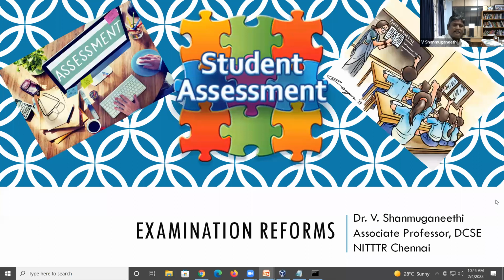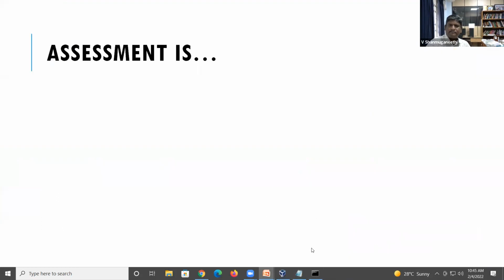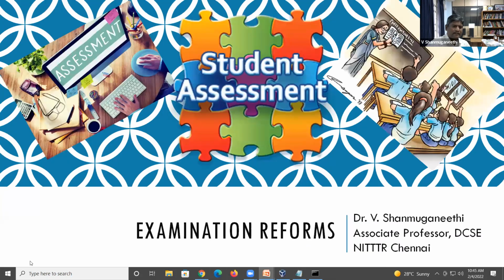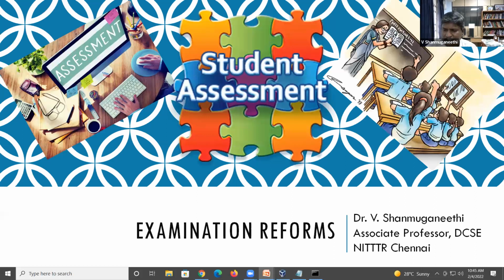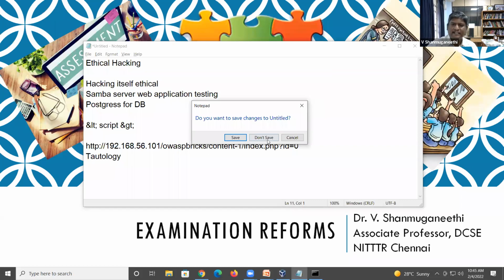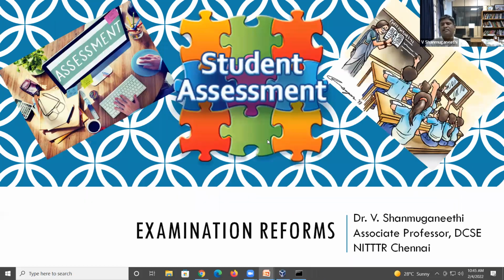Actually, they are telling us that there are two components in student assessment and evaluation. One component is evaluation, the other component is assessment. Evaluation is judging the student; assessment is helping the student. So in that perspective, they have given this document.